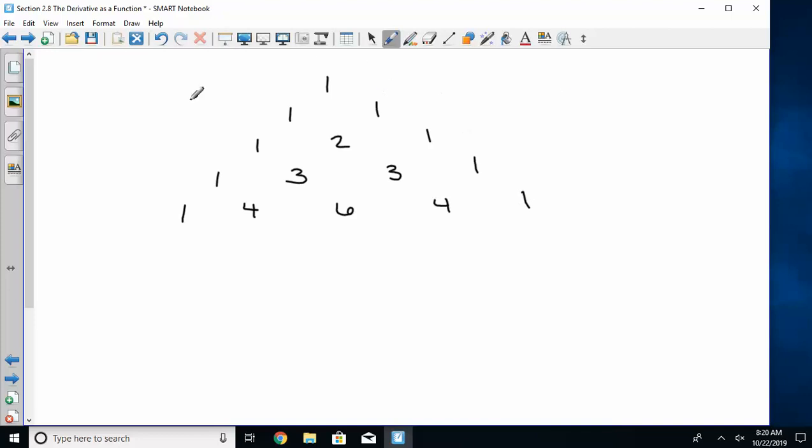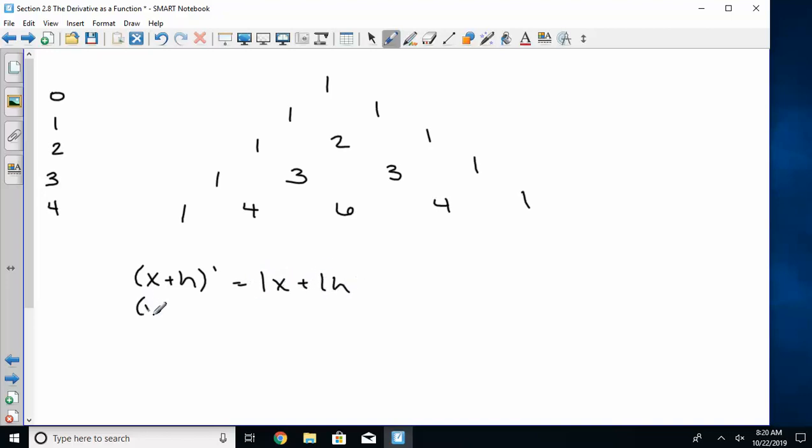This can be used for multiplying out. This first row is like when your exponent is 0. Then this is when your exponent is 1, 2, 3, and 4. What these numbers do is tell you coefficients. So for instance, if I had x plus h to the first, this tells me my coefficients are 1 and 1. It's 1x plus 1h.